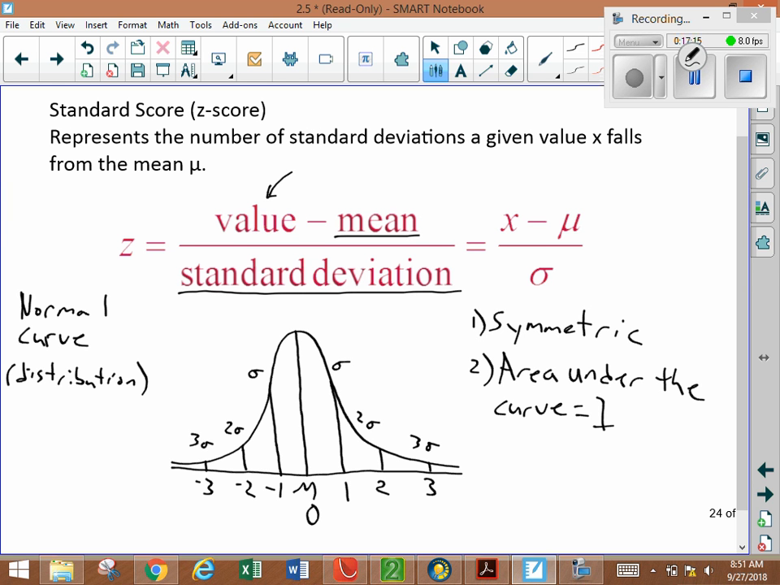Let's use it. I think it's going to make more sense. So before we had a picture where we actually put the number as the mean, and we had how many you would add the standard deviations for that. This is what's called a standardized value.